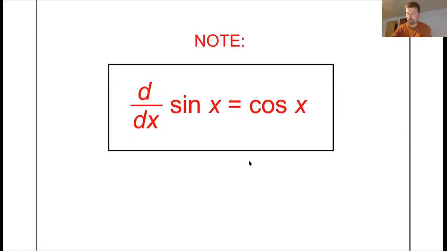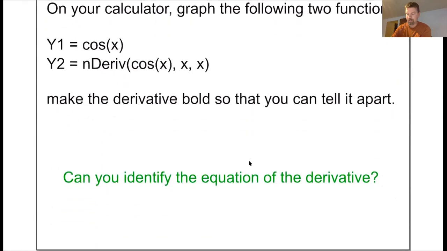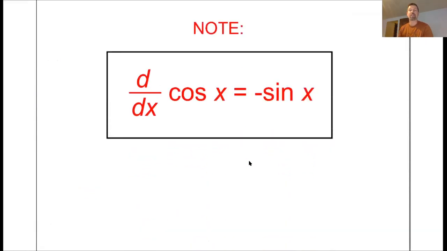Derivative of sine is cosine. We've mentioned that. And the other one we had done was the derivative of cosine is negative sine. Definitely write those down somewhere in your notes. Make sure you memorize them. In fact, we're going to memorize all of the derivatives for trig functions.